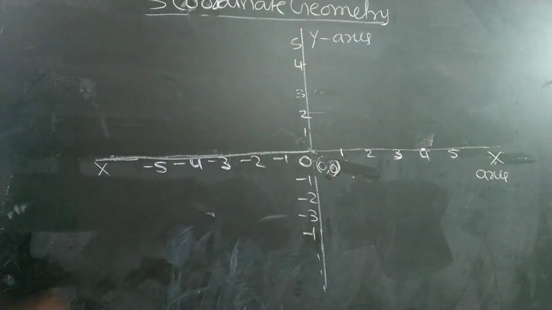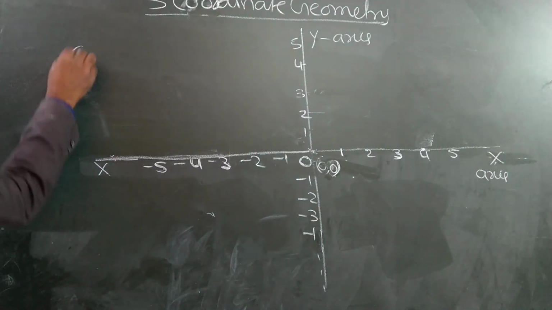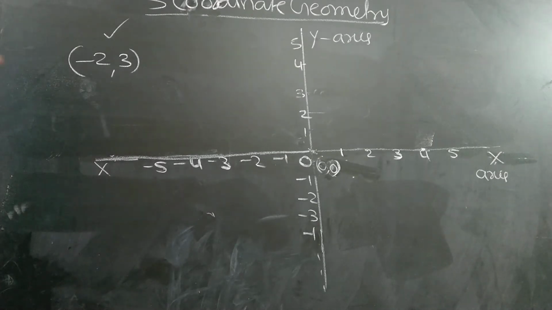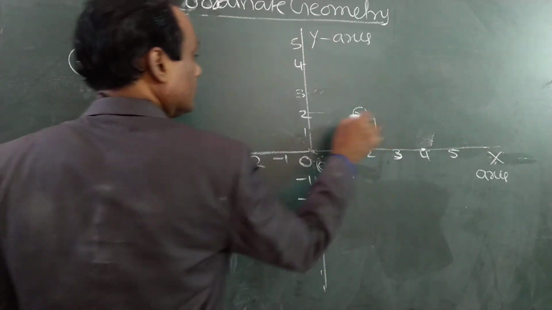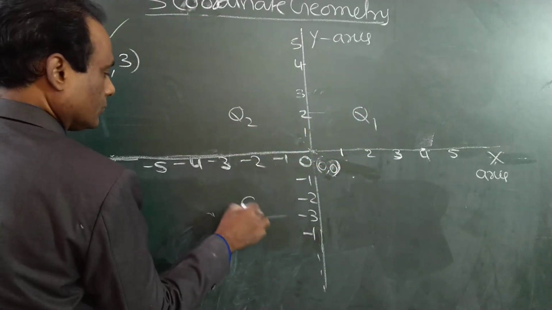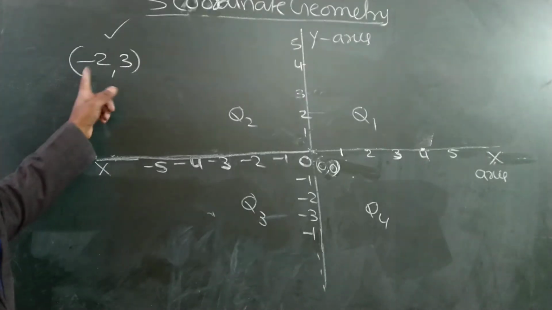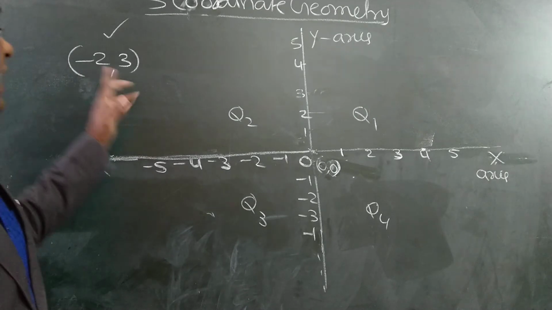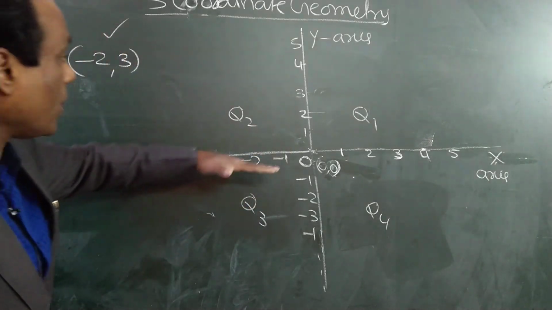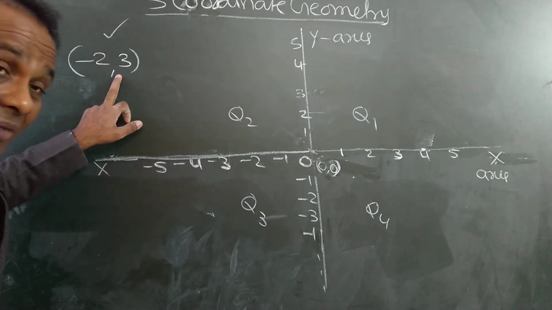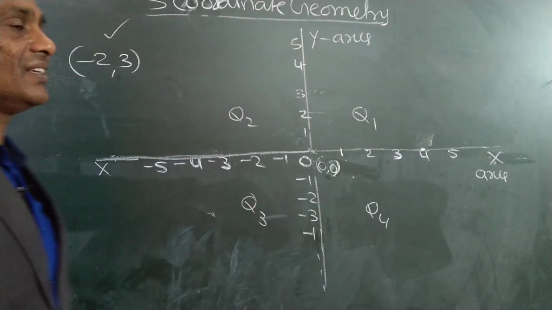Now, I will ask some questions. Minus 2 comma 3 lies in which quadrant? X value negative, y value positive. So this is the second quadrant. Minus 2 comma 3 lies in the second quadrant.